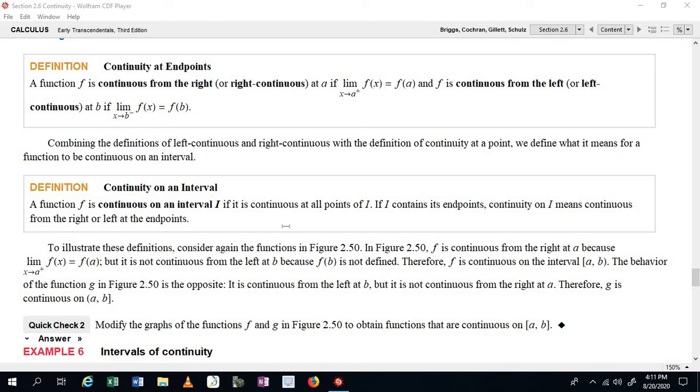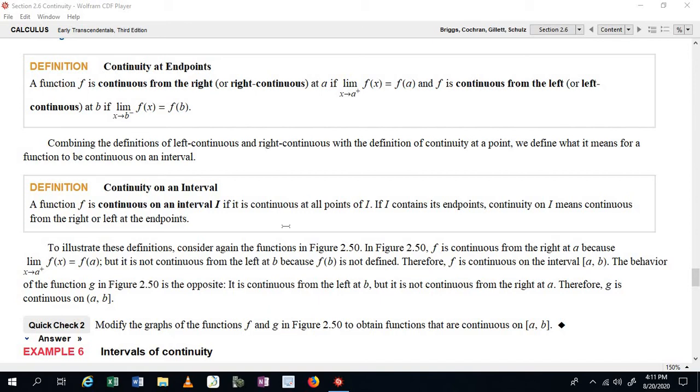Hello again. In this video, we're going to go over section 2.6, part 5, which is about continuity on an interval. Okay, so before we talk about continuity on an interval, let's talk about continuity at endpoints.